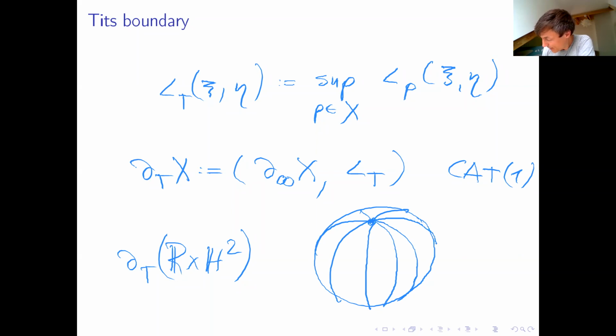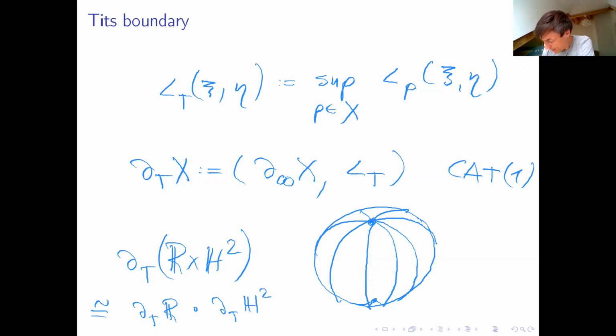So there's one bad point here, if you will, and there's another bad point down here. And those correspond to the ideal boundary points of this line. So there's a general fact that the Tits boundary of a product splits as what is called a spherical join of the Tits boundaries of the factors. So this would be something like this, R join H2.